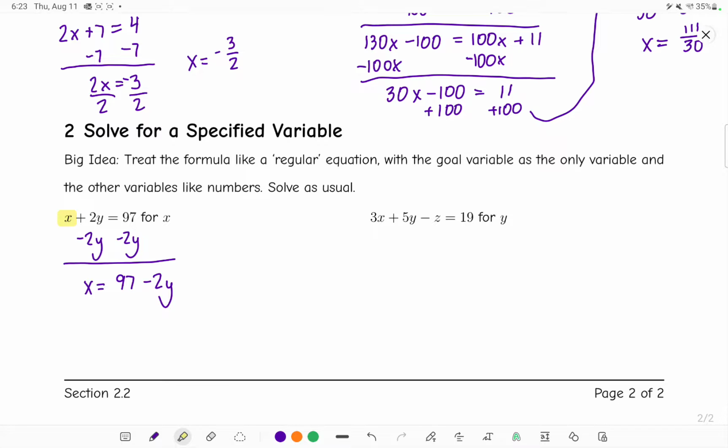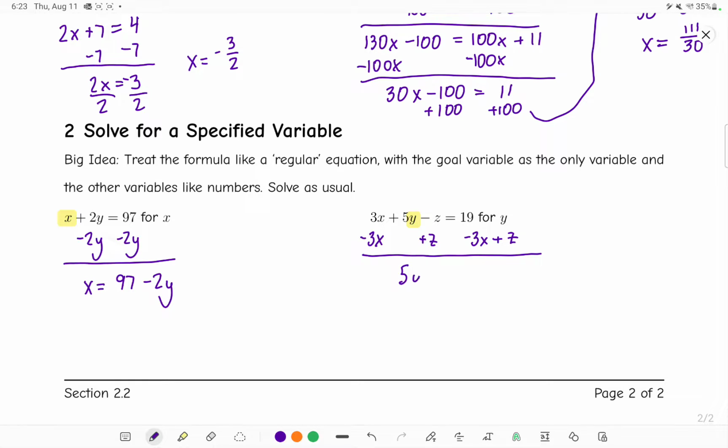For the second example, we want to solve for y. So I need to get y by itself. So in order to get y by itself, I need to get rid of the x and the z. So I'm going to subtract 3x. I'm going to add z at the same time. It's okay to do more than one term at a time. Now, you would never add and multiply at the same time, but since this is subtraction and addition, it's okay.